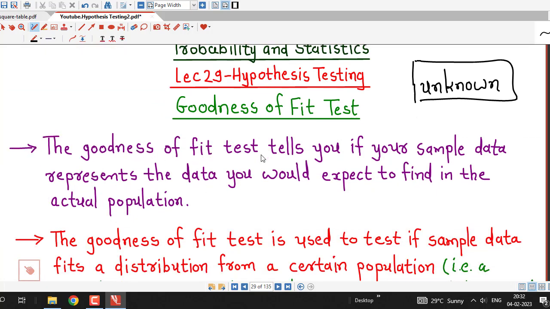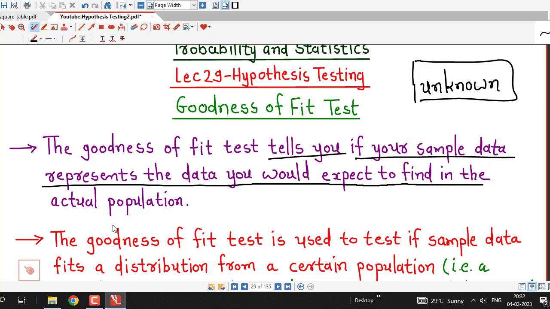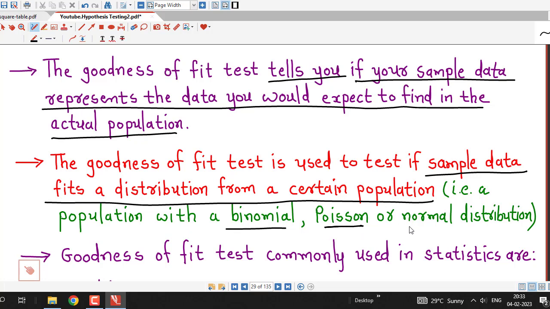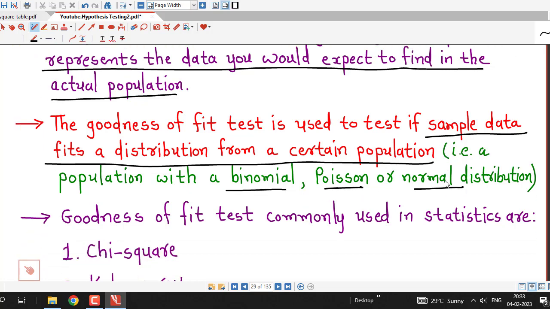The goodness of fit tells you if your sample data represents the data you would expect to find in the actual population. The goodness of fit test is used to test if sample data fits a distribution from a certain population, that is, a population with a binomial, Poisson or normal distribution.